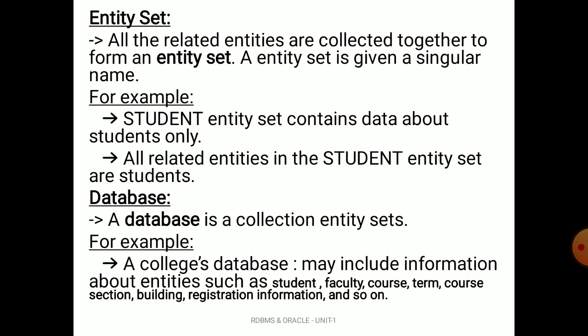For example, a college database may contain a lot of entities, such as student is an entity, faculty, course is an entity, time, course section, building, registration information. These are all entities collected to form a database for a college. So the database name is college.